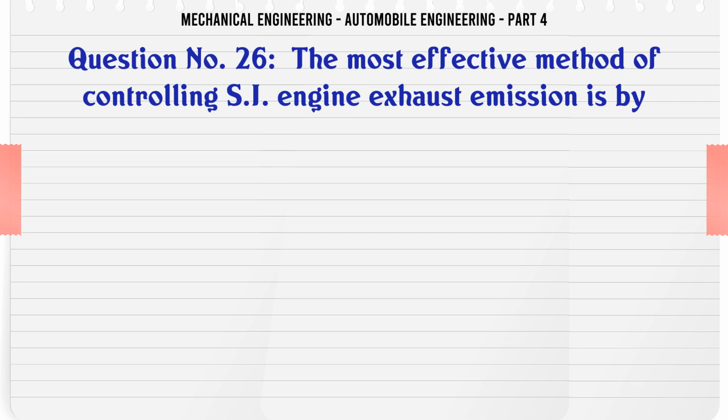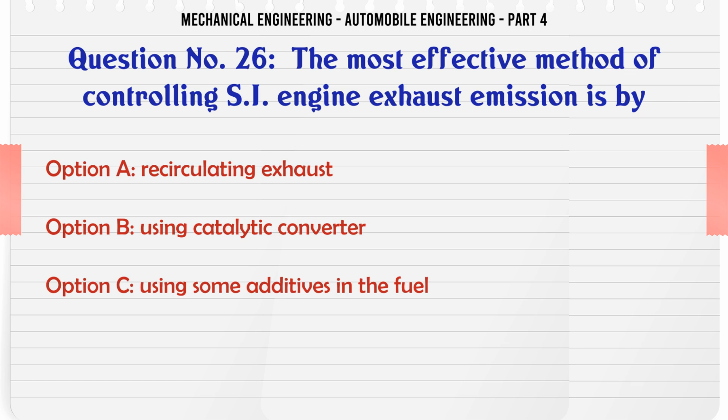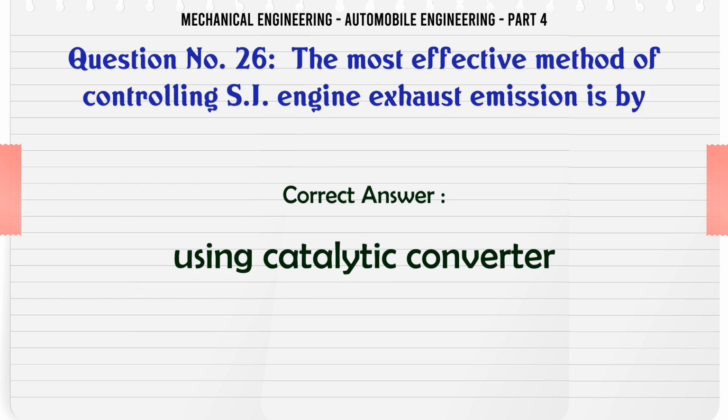The most effective method of controlling SI engine exhaust emission is by: A. Recirculating exhaust, B. Using catalytic converter, C. Using some additives in the fuel, D. None of these. The correct answer is using catalytic converter.